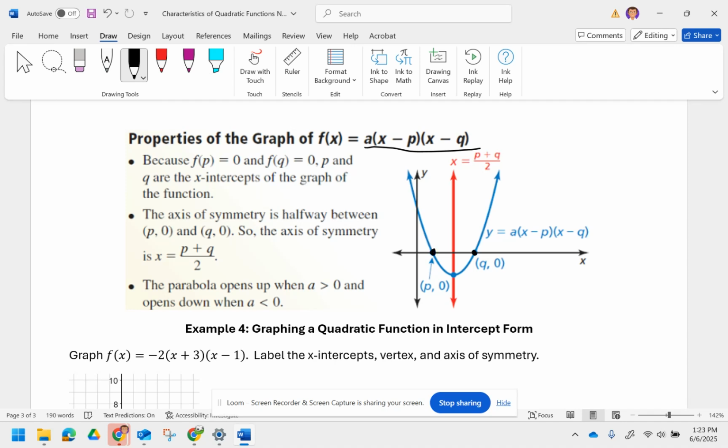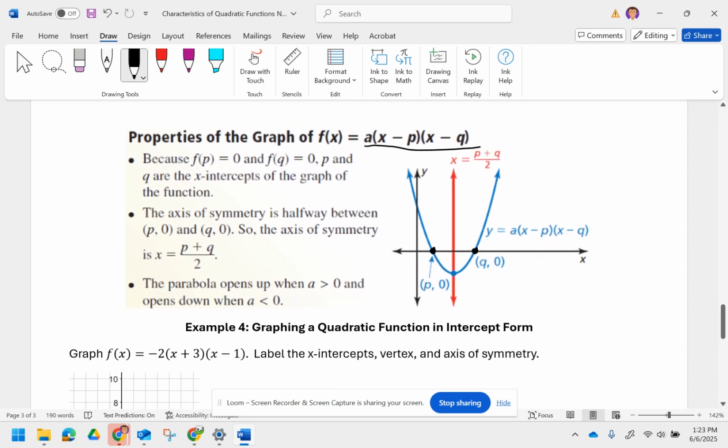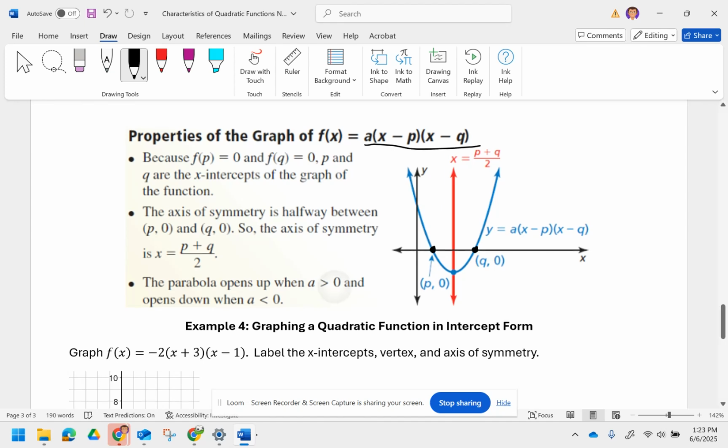x-intercepts. Now, something we know about quadratics is that they are symmetrical. So if I've got two different points that are on the same line, I know that the axis of symmetry must be right in the middle of them. Or, to put that algebraically, p plus q over 2. So adding those two roots together and then dividing by 2. So that'll help us to find exactly where the axis of symmetry is.